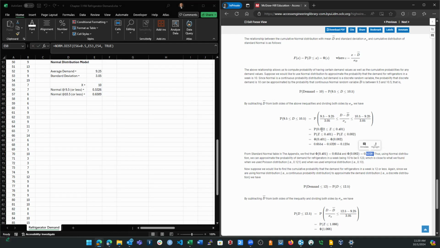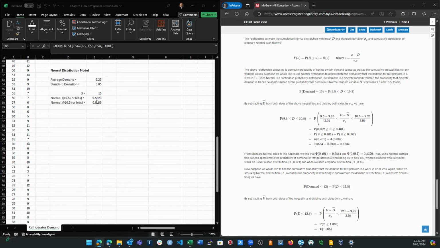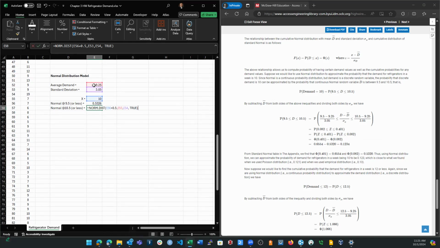So notice how these numbers are not rounded. We have some more decimals. We have some exact numbers that we're using when we're converting. We're referencing the average demand and standard deviation. And so the decimals here are what's giving us a little bit off. But these are the numbers that we're using that are close to the book, right? 0.532, we have 0.5326. So now that we have these two, we're going to take the difference.